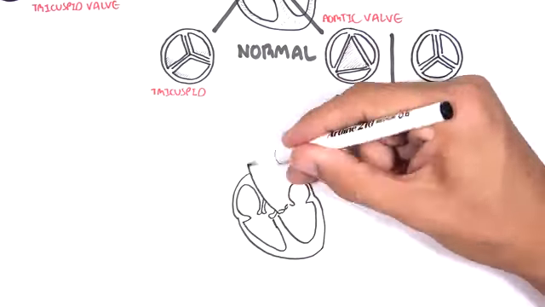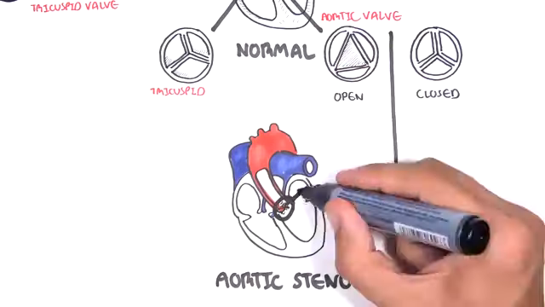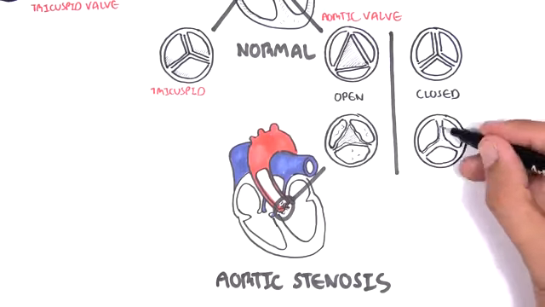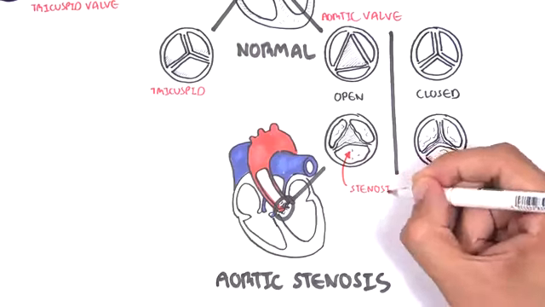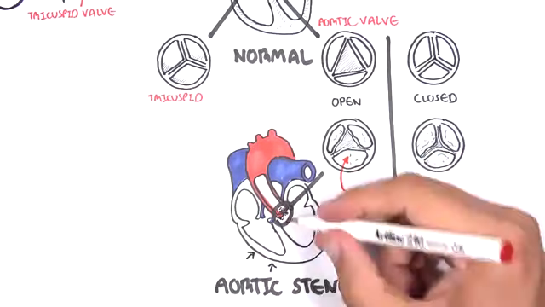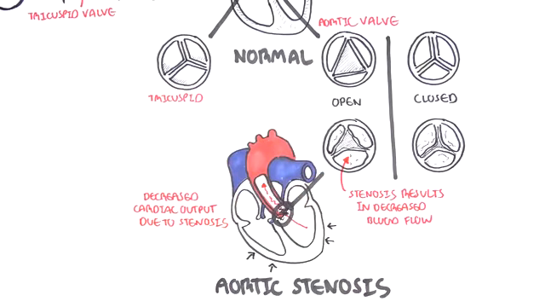The heart with a stenotic valve cannot pump blood efficiently. Here is an open and closed aortic valve with stenosis. Even when the aortic valve is open, the stenosis results in a decreased blood flow. With decreased blood flow, there is decreased cardiac output.